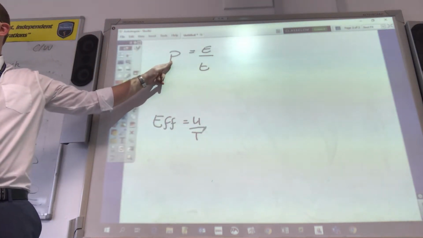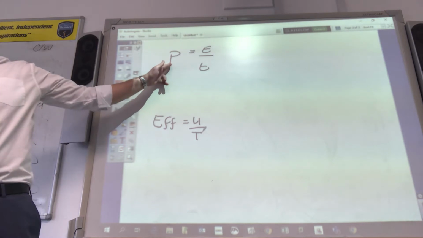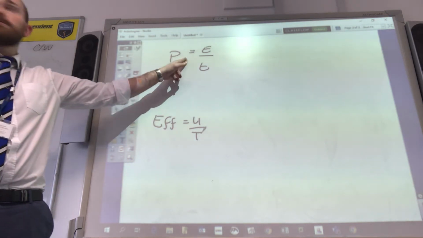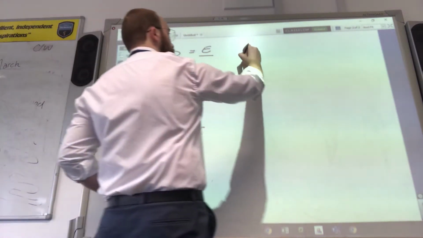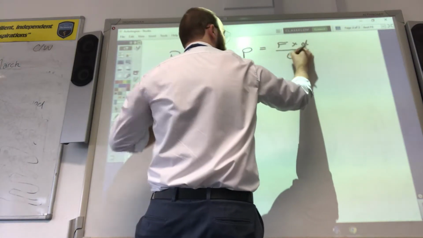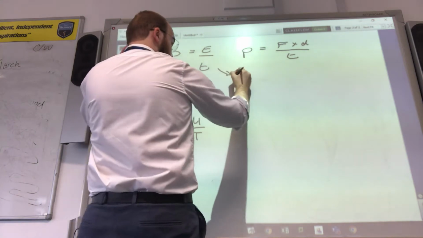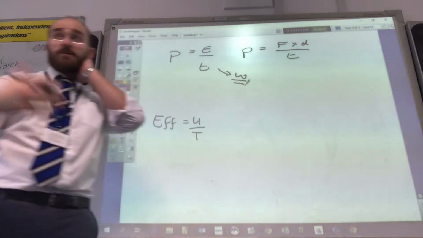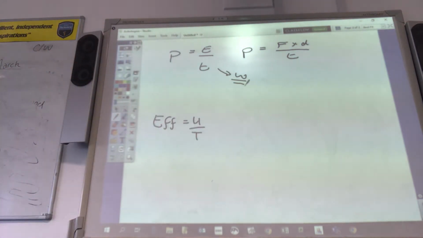So energy can be referring to the electrical energy in a circuit. It can also be referring to the work done. So we could write down this as well: power is force multiplied by distance divided by the time taken. This is still going to have a unit of a watt. Even if it's electricity, it'll still be measured in watts. Electricity and physical work done will always be measured in watts.